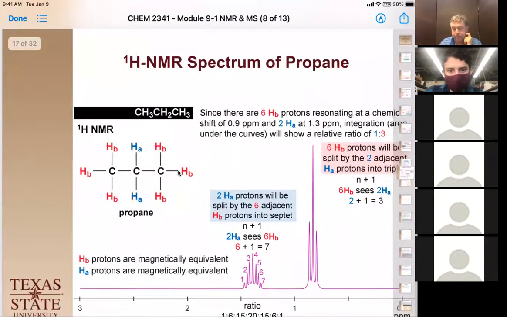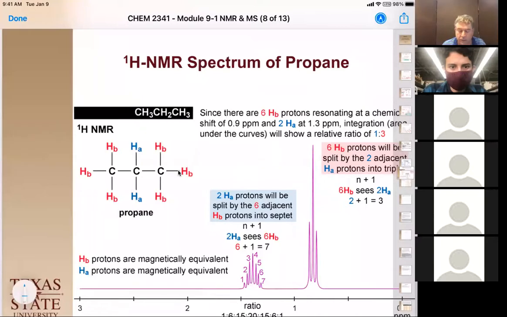Let's apply all those rules. Let's figure out non-equivalent protons, let's figure out our n+1 rule, and figure out if things bonded to the same carbon are magnetically equivalent or not. So let's look at propane. Propane has 3 carbons, and we have 6, 7, 8 hydrogens. We have no double bonds, so that gives us a starting point.